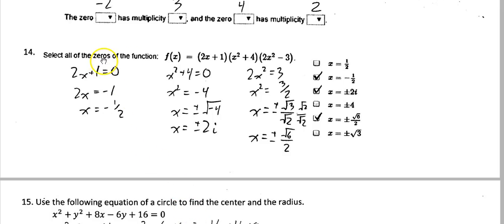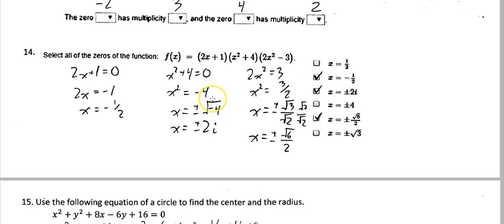Here's another question asking us about the zeros of the function, and again, this was very nicely factored for us. So if I set the first factor equal to 0 and solve, you subtract 1, divide by 2. So negative 1/2 is an answer. Next, if we write x squared plus 4 equals 0, you subtract 4, and then you're taking the square root of a negative number. So 2 things to bear in mind.